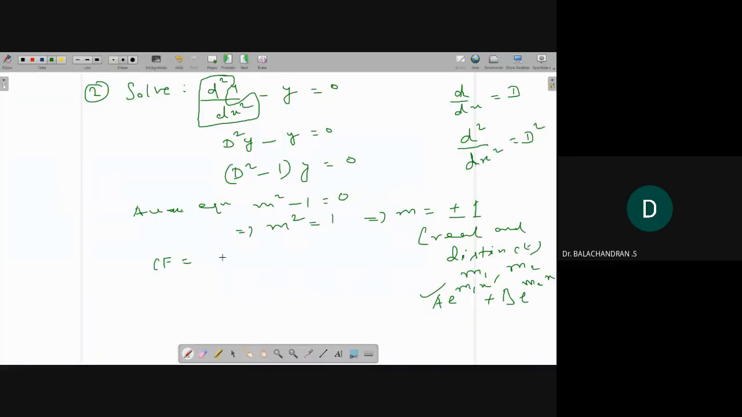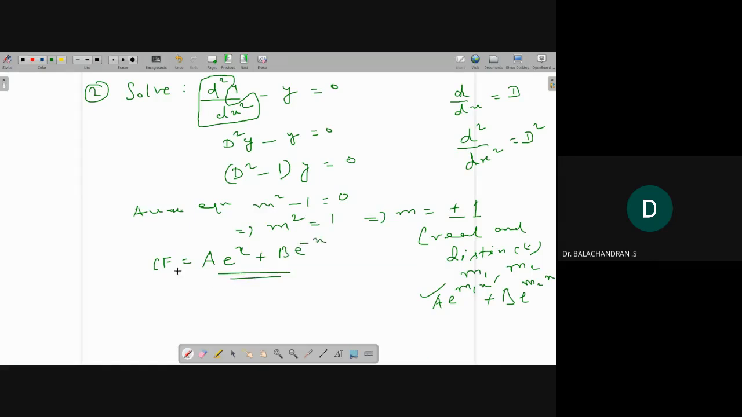So complementary function equal to a into e power x plus b e power minus x. Here m1 is 1, m2 is minus 1, or you can interchange.